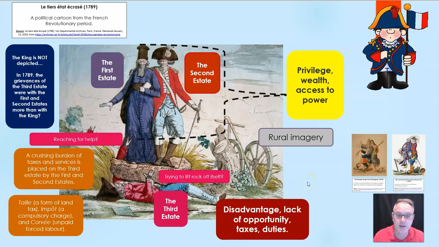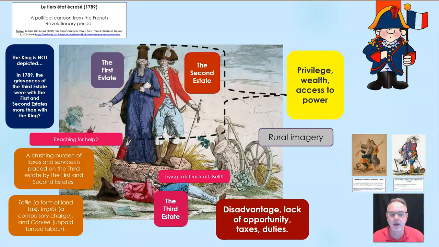Let's have a look at that again in more detail now so you can study it. There is a crushing burden of the rock. The burden is taxes. These are both taxes here, and duties, corvées. A taille is a form of land tax, a little bit like modern land tax and rates. An impôt are compulsory charges like tolls.